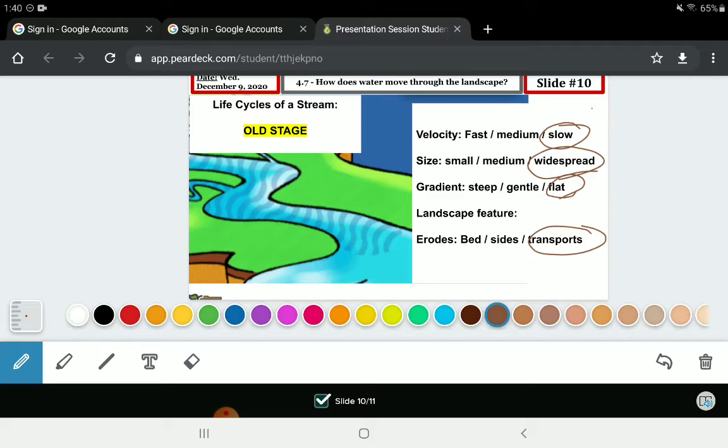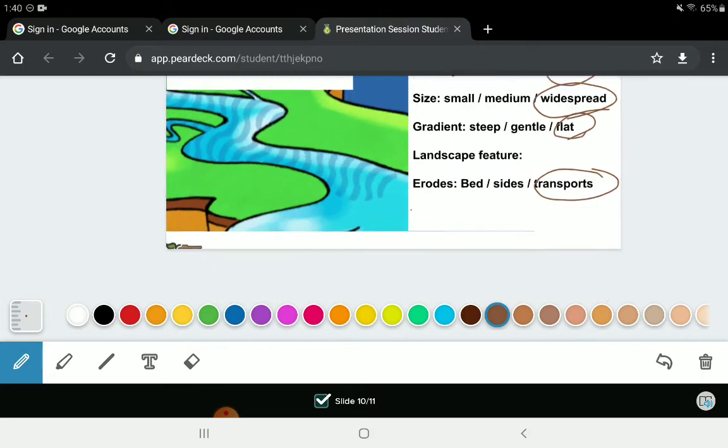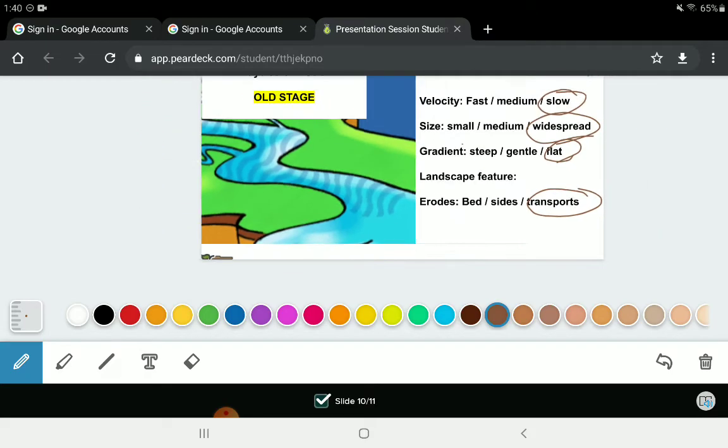So what happens is that by the time it's in the old stage of a river, most of that sediment is small. Most of it is sand, silt, and clay. And because it's not moving very fast, it can't really pick up those large sediments anymore. So they kind of just end up getting shuffled side to side.